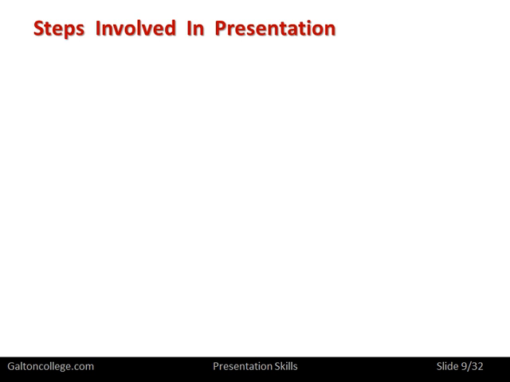Now let's look at the steps involved in presentations. First of all, determine the purpose of the presentation. What's the presentation trying to do? Is it to inform, educate, persuade? Have a clear picture of what's required, because that will drive the way the presentation is worked out, the way it's delivered, the type of material. It will partially determine the overall, if you like, performance of the presentation.